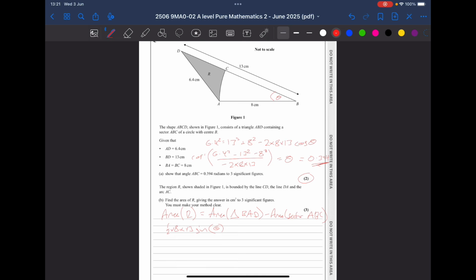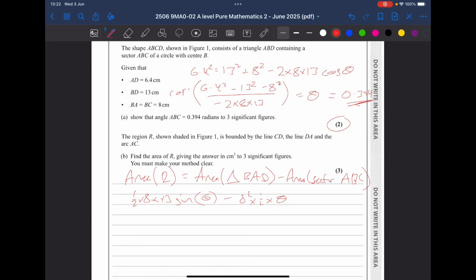And we're going to take away the sector. So the sector will be r squared, so 8 squared, times a half, times theta. So altogether, what have we got? We can take a half and an 8 out, and then it's going to be 13 sine theta minus 8 theta.